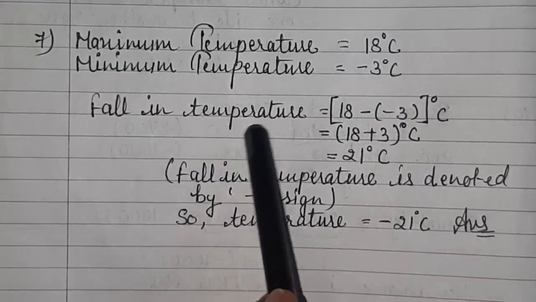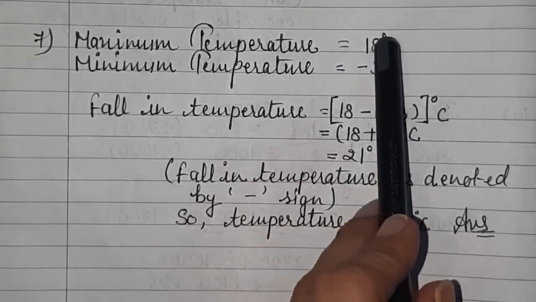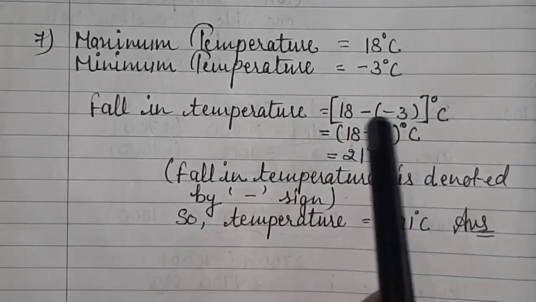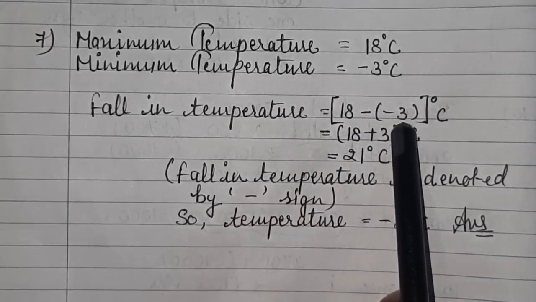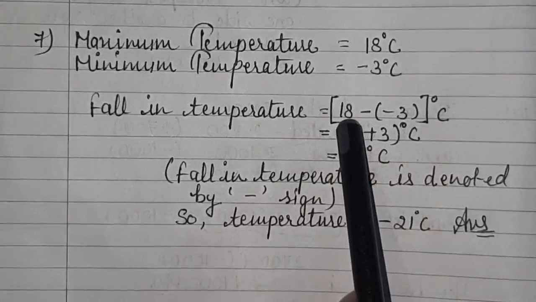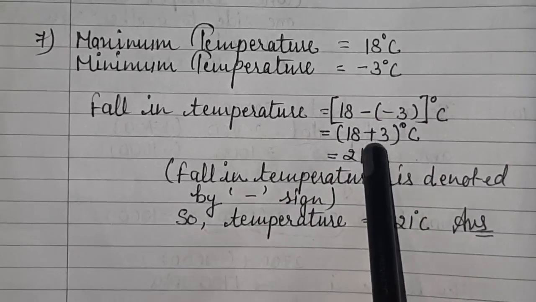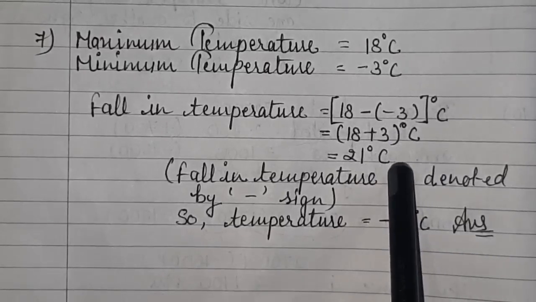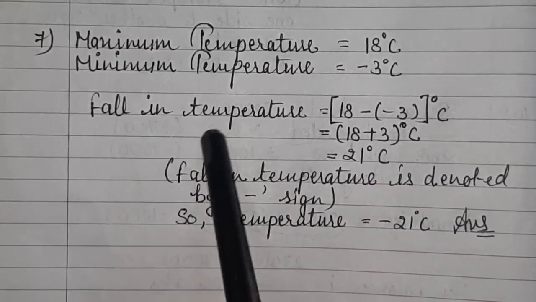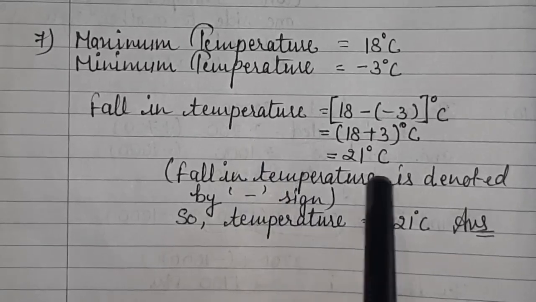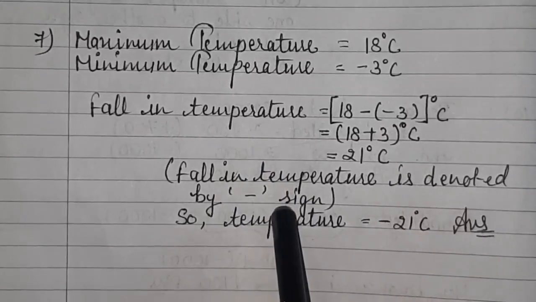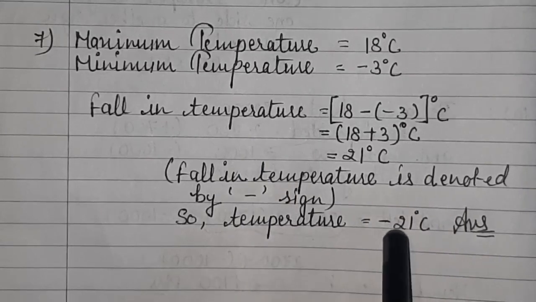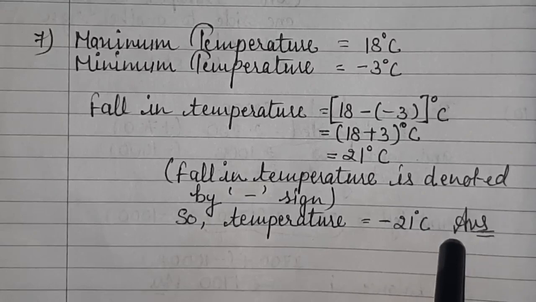To calculate the fall in temperature, we have to subtract: maximum temperature minus minimum temperature. So when we subtract 18 minus (minus 3) degrees Celsius, minus minus becomes plus, 18 plus 3 becomes 21 degrees Celsius. But we have to calculate the fall in temperature. Fall in temperature is always denoted by a negative sign. So the answer will be minus 21 degrees Celsius.